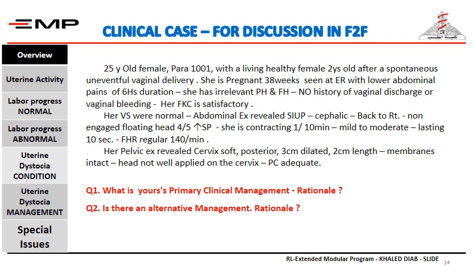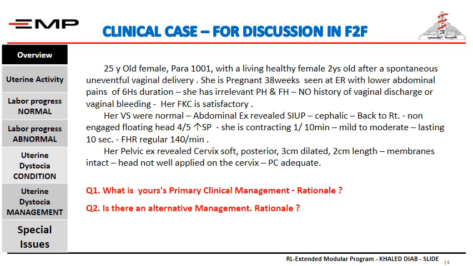For this clinical case, the student is advised to prepare for discussion in the face-to-face session. A 25-year-old female, para 1001, with a living healthy female, 2 years old, after a spontaneous uneventful vaginal delivery. She is pregnant at 38 weeks, seen at the ER with lower abdominal pains of 6 hours duration. She has irrelevant past and family history, no history of vaginal discharge or vaginal bleeding. Her fetal kick chart is satisfactory. Her vital signs were normal.